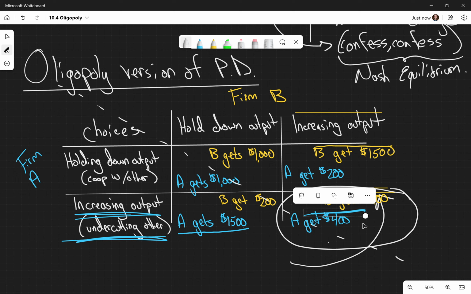We ask ourselves a similar thing about firm B, right? Firm B is getting $400. Would they want to change their mind and hold down output and get $200? No, they would not. So as a result, firm B is at their Nash equilibrium. Since both of them are at their Nash equilibrium, this is the Nash equilibrium of increasing output, increasing output. Any questions on the oligopoly version of the prisoner's dilemma?